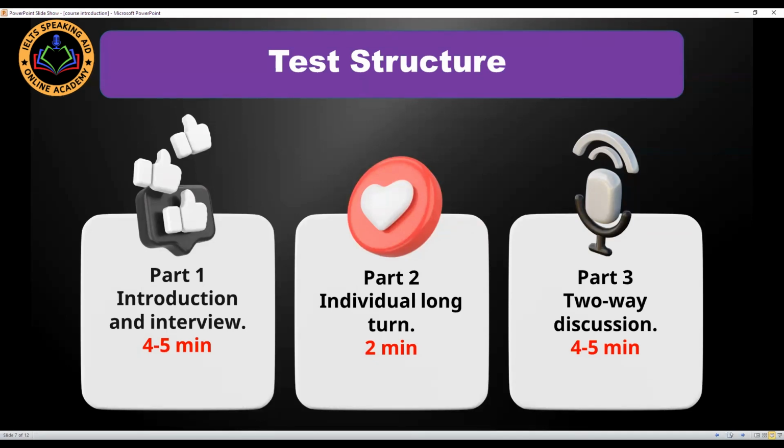In Part 1 and Part 3, you can see that for both parts they have 4 to 5 minutes to cover these questions. But in Part 1, we get some familiar questions. In Part 3, we get some questions linked to our cue card question. But in Part 3, we have to think widely. We have to give some general ideas instead of our personal opinions. So there are some differences between Part 1 and Part 3. That's about the test structure.